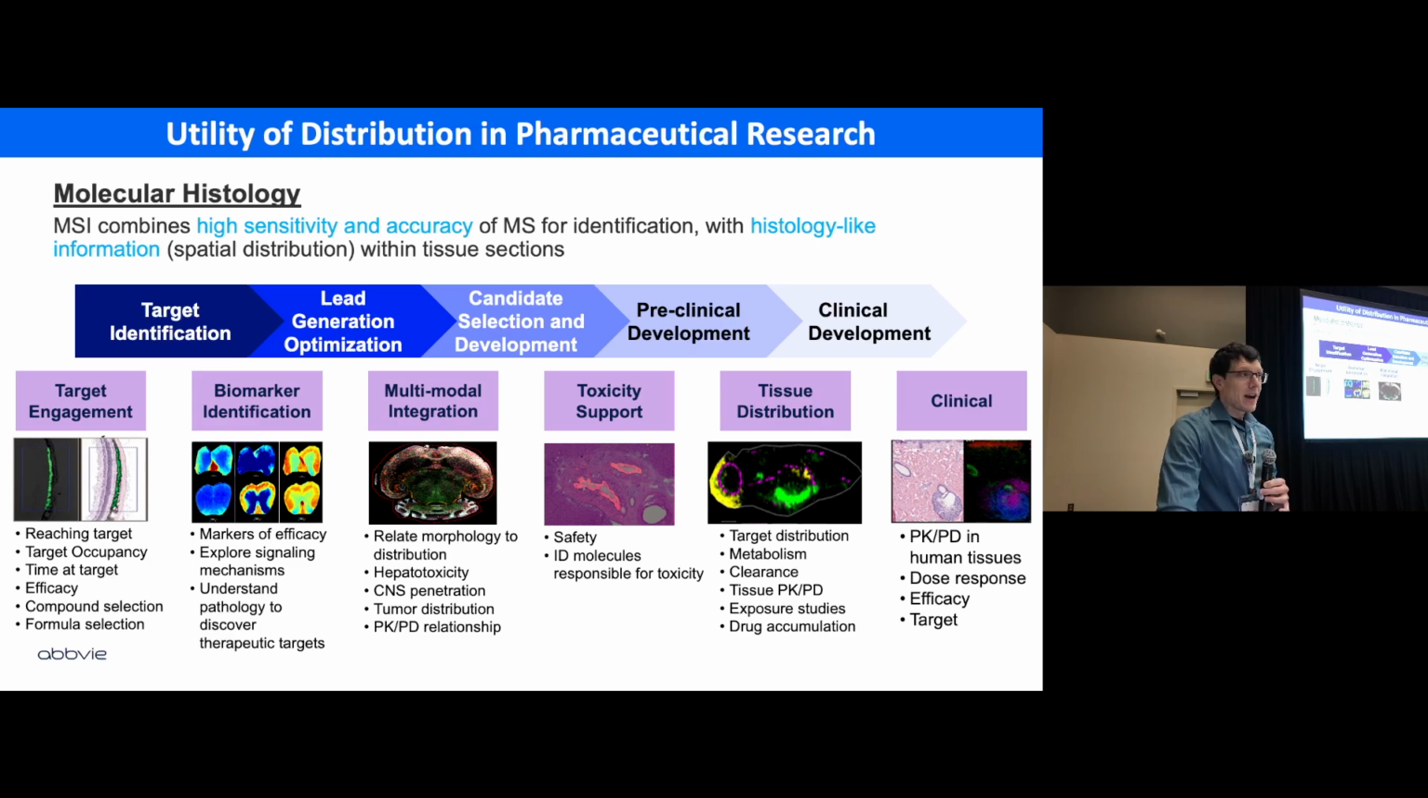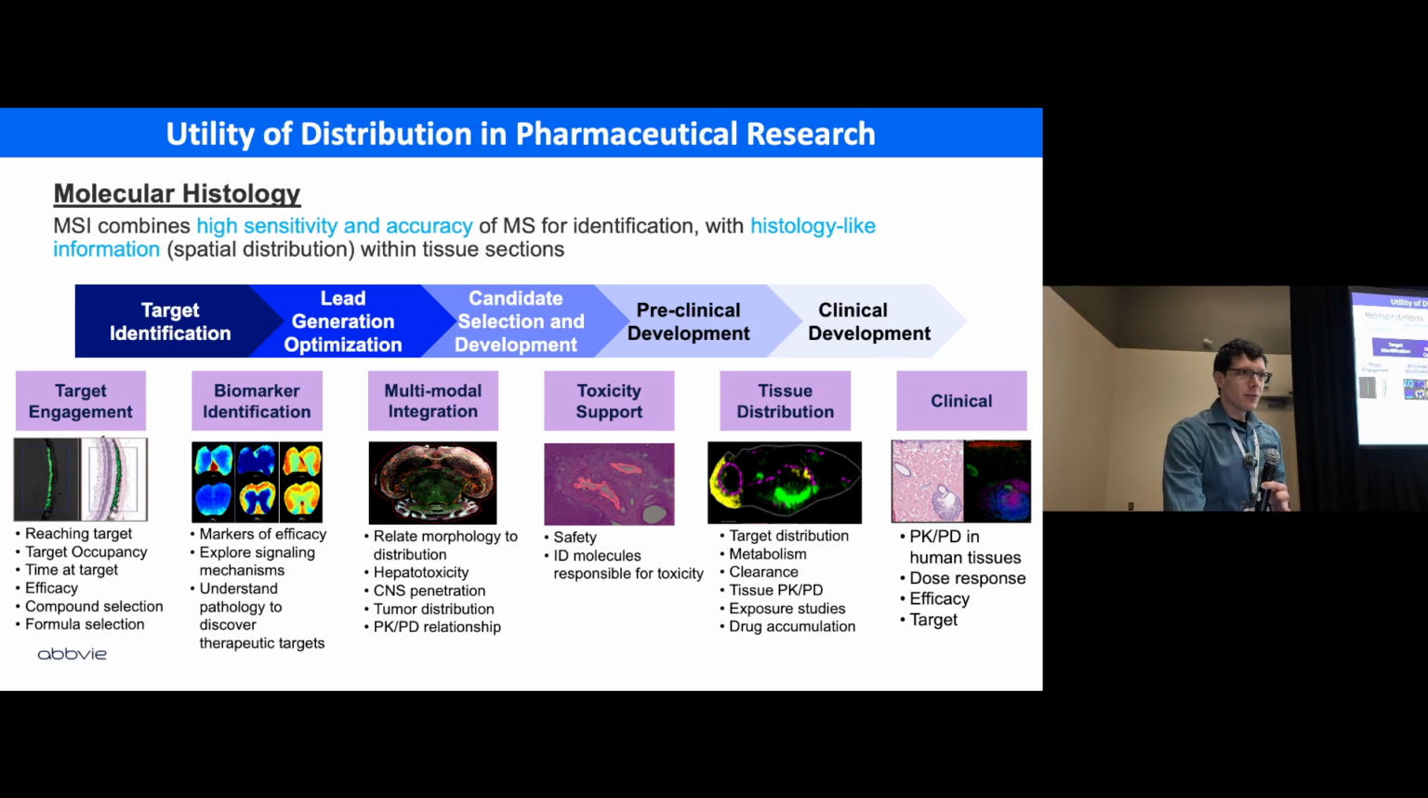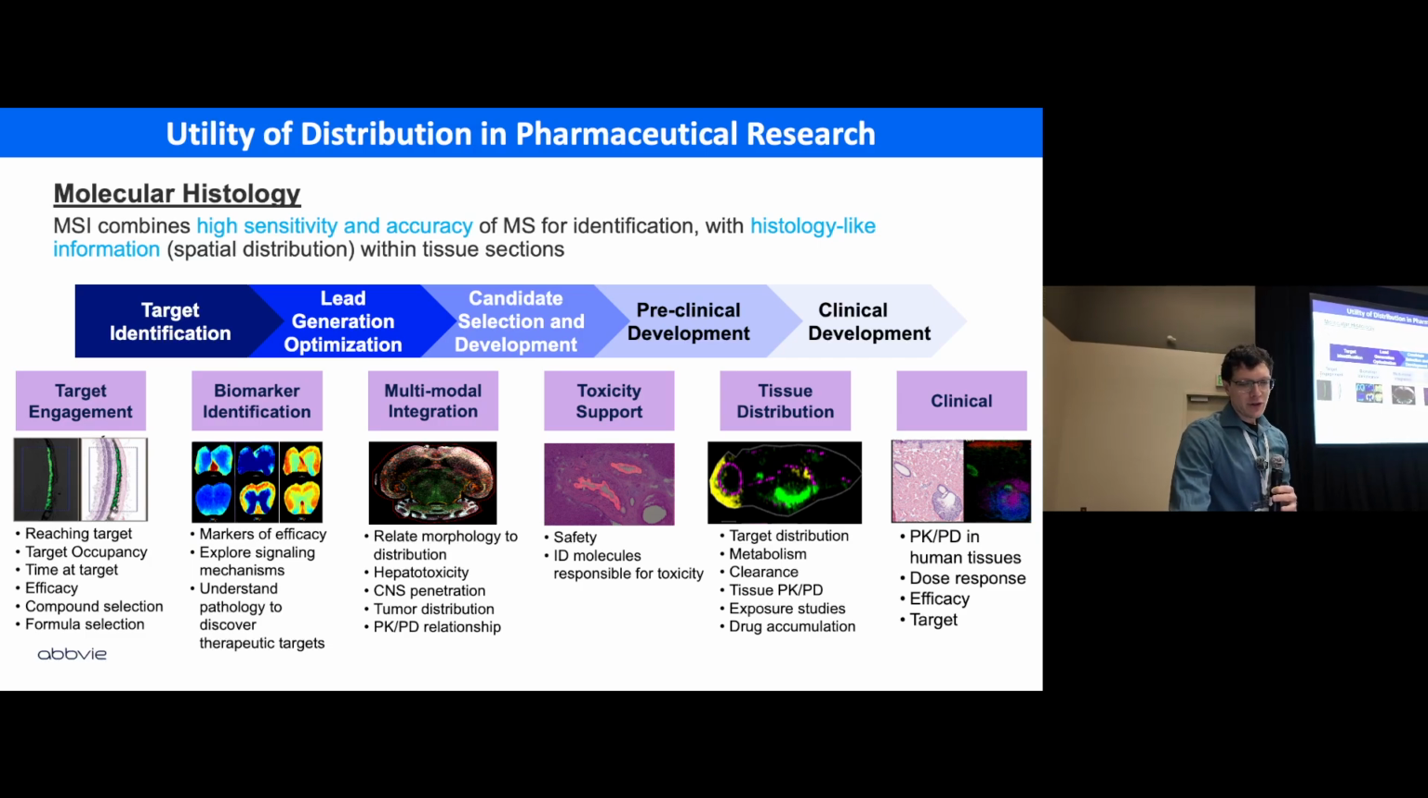But this helps with hepatotoxicity, CNS penetration, looking at tumor distribution and PK-PD relationships. We've also done a fair amount of work with toxicity support, which is helpful for safety. Of course, just looking at the tissue distribution of the drug in general, as well as any biomarkers that we see around it. And we're starting to use this technology now in actual human clinical trials.